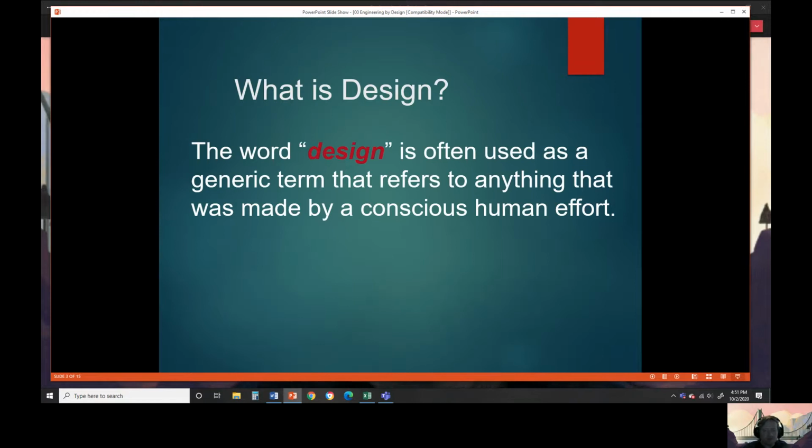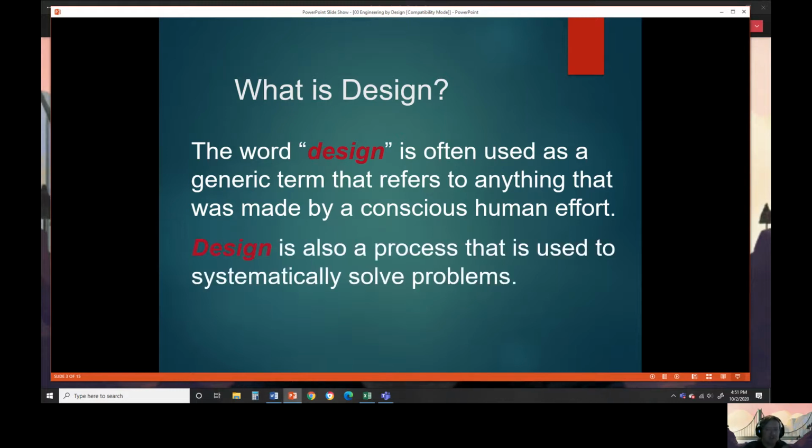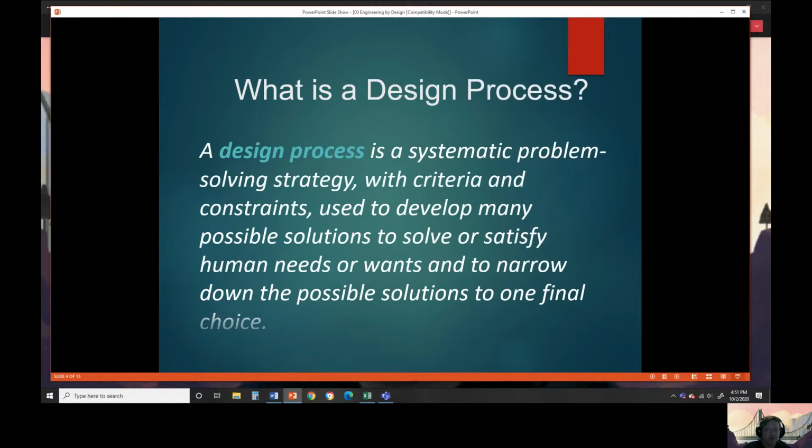Now, when we think about engineering by design, we've described what an engineer is, but by design, what does design mean? Well, it's a generic term. It basically means that we have to put forward some type of conscious human effort into how it goes and how it operates. So what are we doing to systematically solve a problem? So it's by design. How do we do this? The process, if you think back to design, is a systematic process.